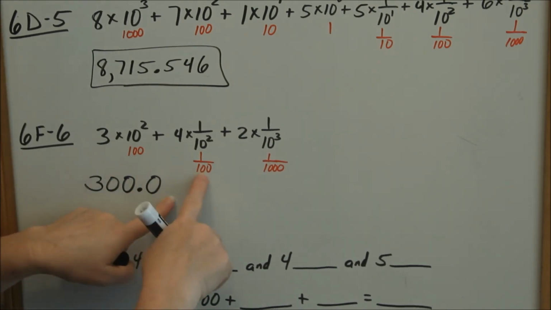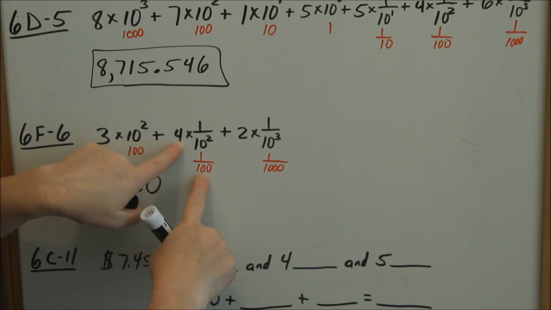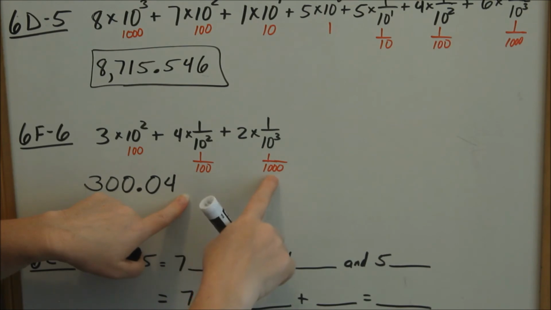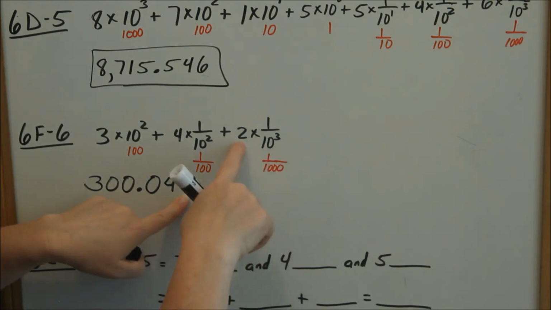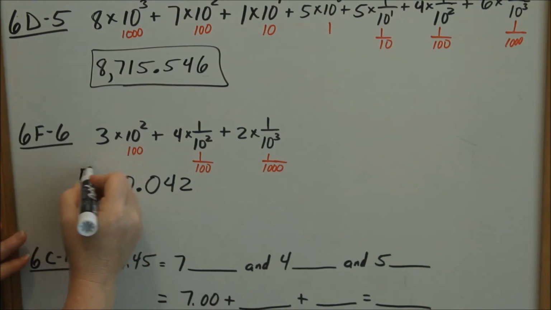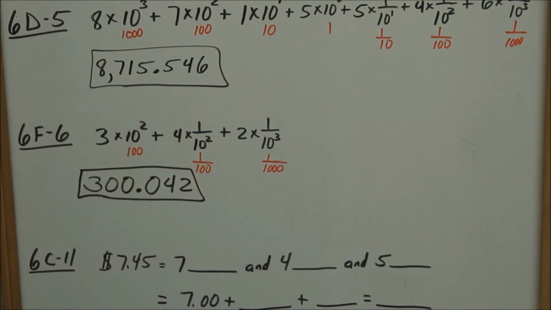The next one would be 1/100th. I do have something in the 1/100th place value, the 4. So 4 goes there. Next is the thousandths. I do have something in the thousandths place value, the 2. So this number would be written like that. So be careful when you need to put zeros as placeholders for those place values.